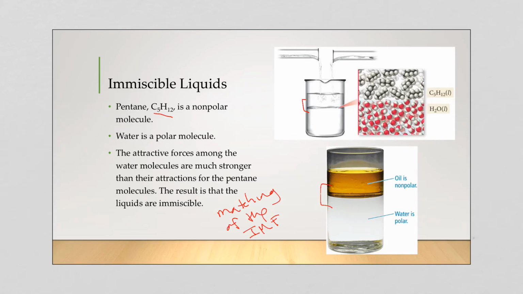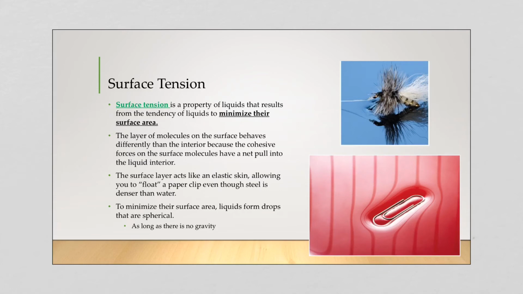Okay, so let's talk about some other properties. So first of all, surface tension. So surface tension is the phenomenon that we can get things that are more dense, like a steel hook or a paper clip, and we can get them to float on a less dense material like water if we do it very carefully, right? And this is because the liquid has what we call a surface tension, right? And this is the property of a liquid that results from a tendency of liquids to minimize their surface area.